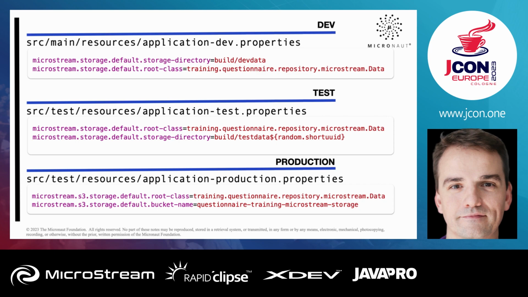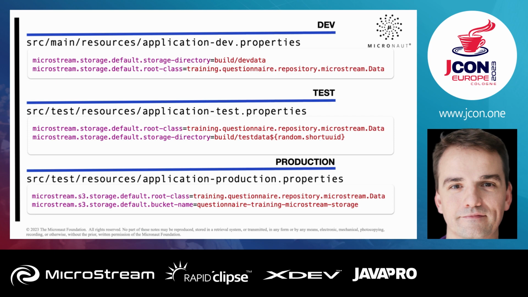I'm going to have three configuration files. I place the application test properties in the source test resources because I don't need it in the source main resources. And in the source main resources, I have two. I actually have three in the demo that I'm going to show you. I have application.properties, and then I have one for the other two environments. So I have one application dev properties and application production properties.